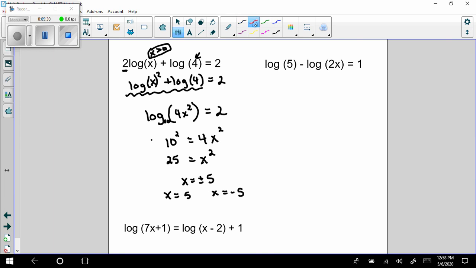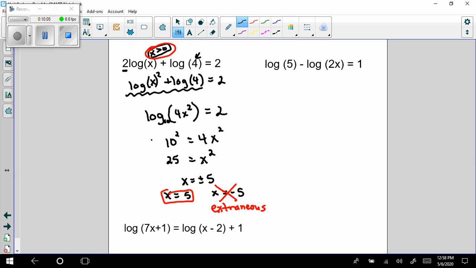So now you go back and check your domain. X has to be greater than 0, so this one works. This one is extraneous. You always can get false solutions when you have domain restrictions. You can get false. You don't always get false.